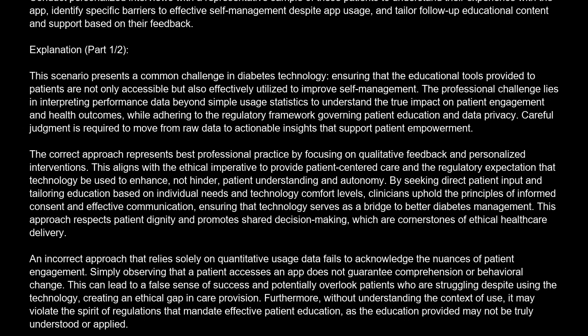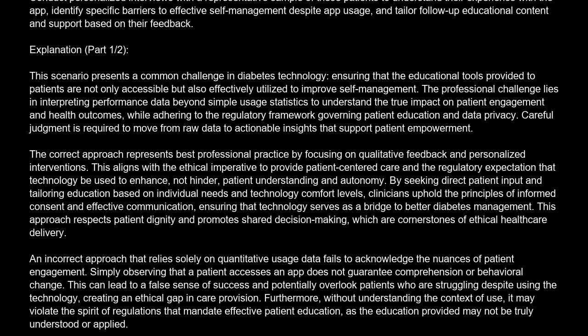Explanation. This scenario presents a common challenge in diabetes technology, ensuring that the educational tools provided to patients are not only accessible, but also effectively utilized to improve self-management. The professional challenge lies in interpreting performance data beyond simple usage statistics to understand the true impact on patient engagement and health outcomes, while adhering to the regulatory framework governing patient education and data privacy. Careful judgment is required to move from raw data to actionable insights that support patient empowerment.